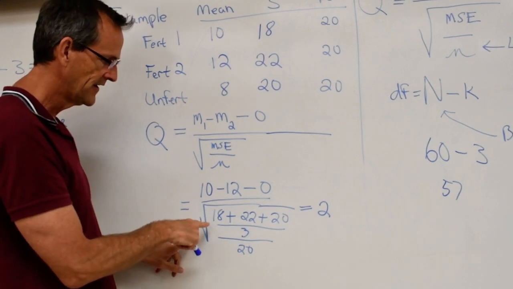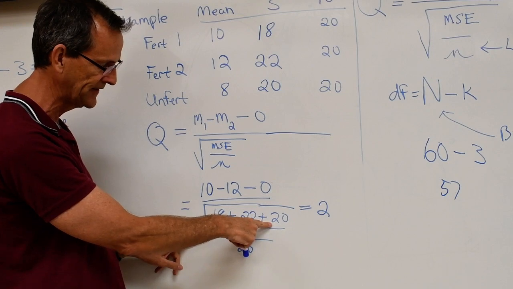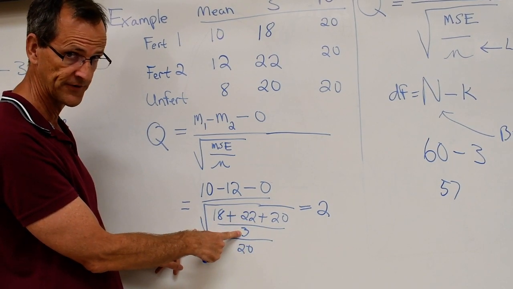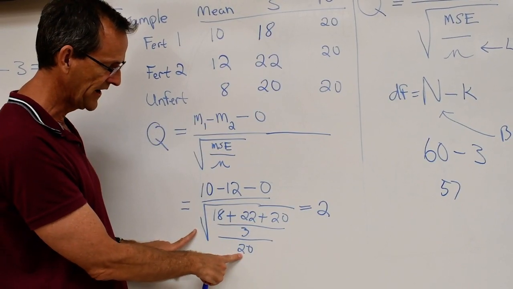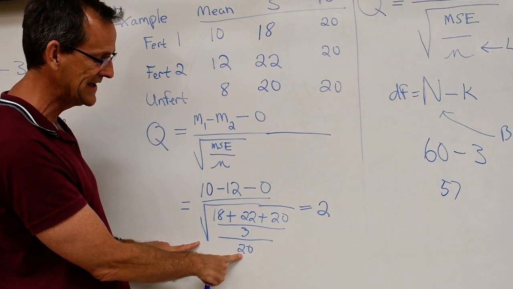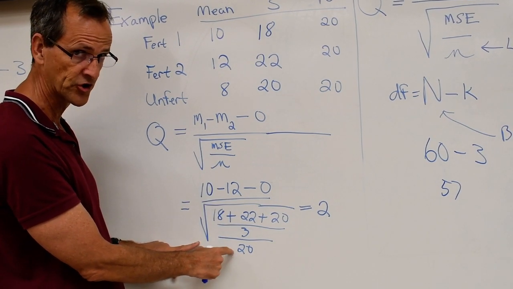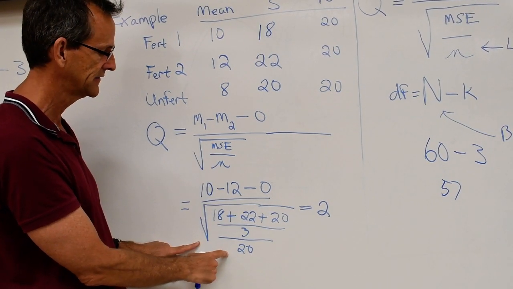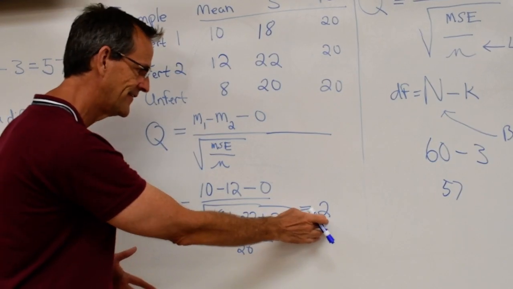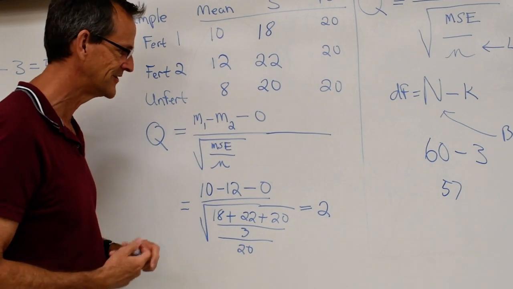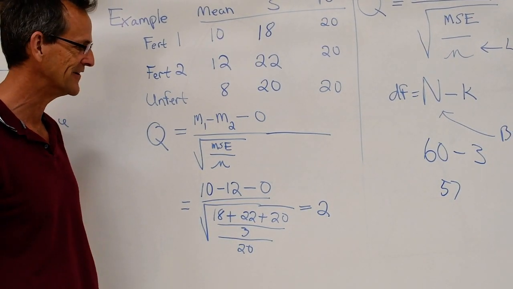At any rate, so we put all that in here. All right, so here are the 3 variances. There are 3 of them. And essentially what we're doing is we're averaging the variances, and then we're dividing by n, the sample size of 20. That's in each group. That's little n. Now when you calculate all that, I got 2 even. So you can double check my math if you want, but that's what I got when I did this.